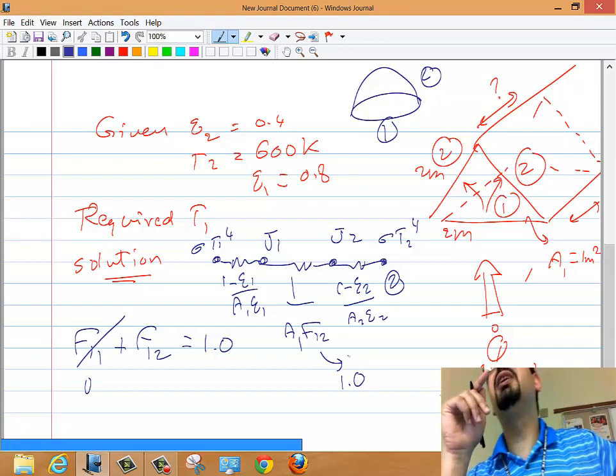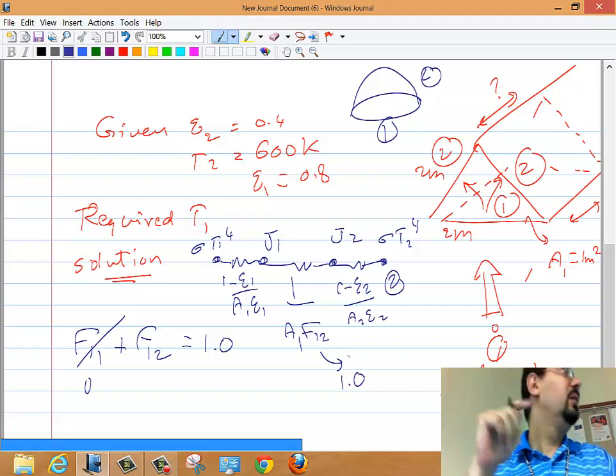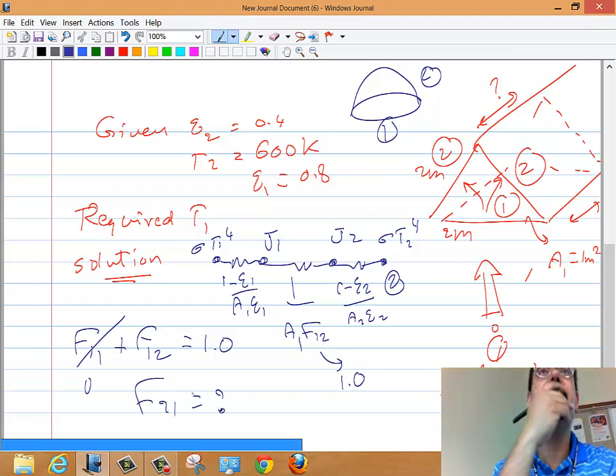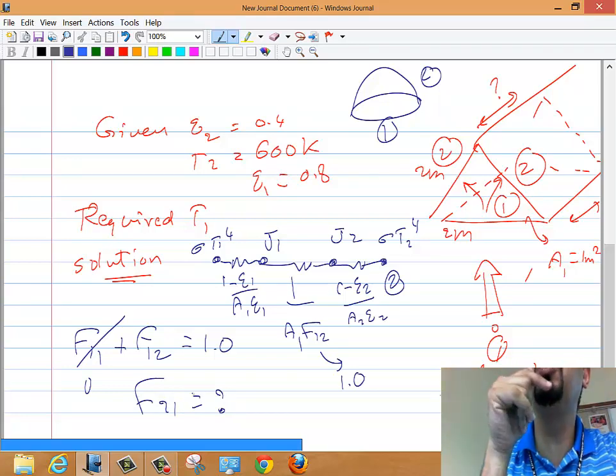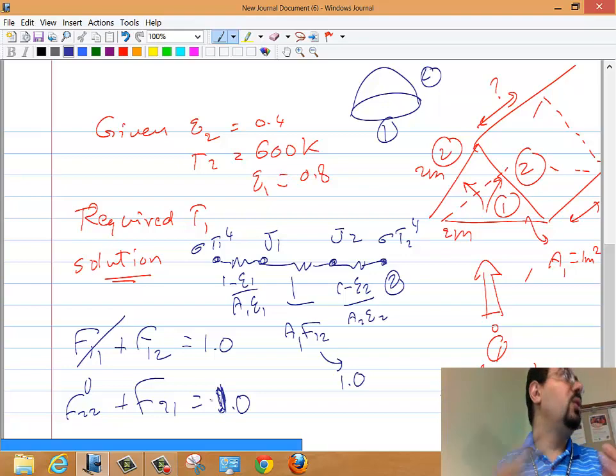Rather than saying, notice that F21, how much is F21? Isn't it one because the areas are the same? Let's think. F21 is 0.5? What's F21? That's the radiation leaving 2 and going to 1, right? So F22 plus F21 is 1, right? Of course. Everything leaving 2 either goes to 1 or goes to 2. There is no other place in this world.